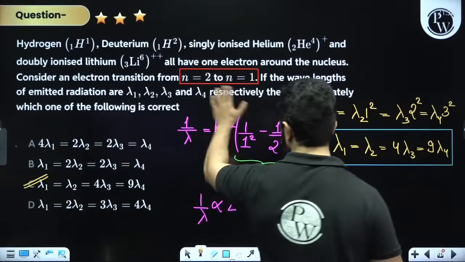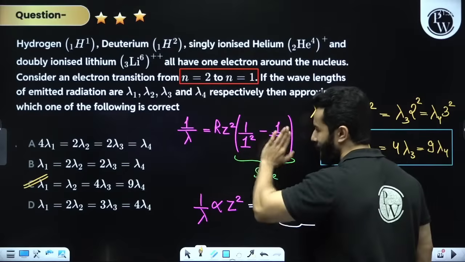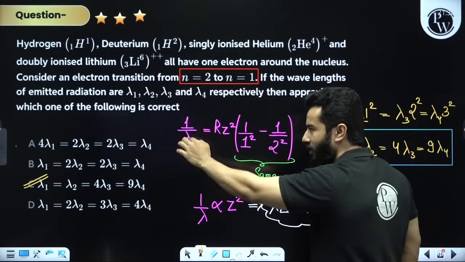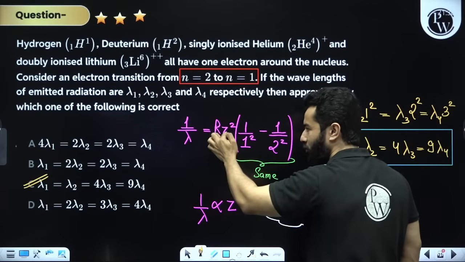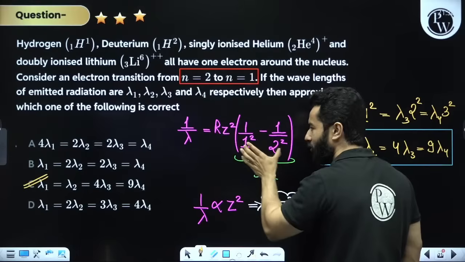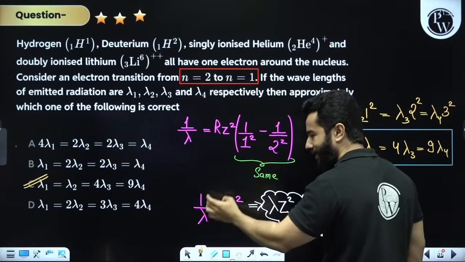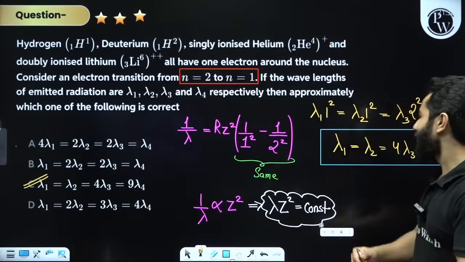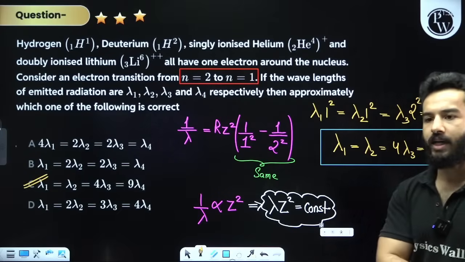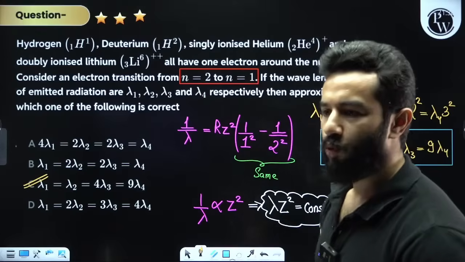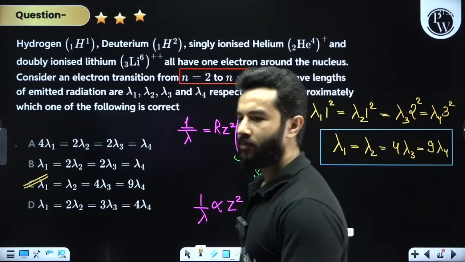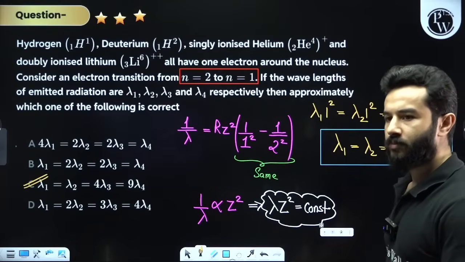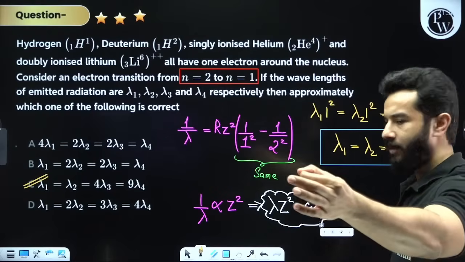Sorted? This formula is all clear. This is the same for all four atoms, right? So lambda is inversely proportional to Z square. R is constant. This is constant for everybody else. That means lambda into Z square is constant. Clear? Can I move on to the next question now? Sorted? Be quick here. Answer, reply.